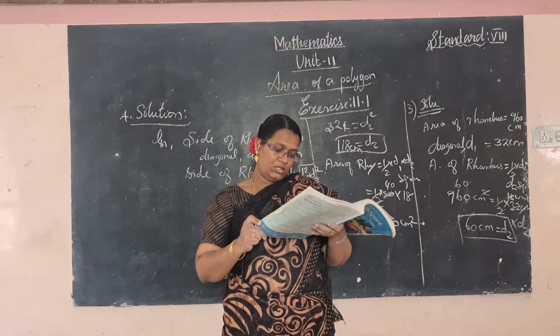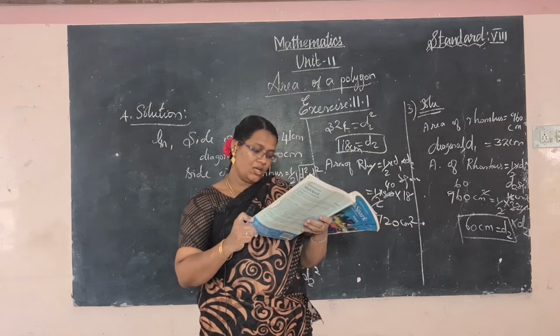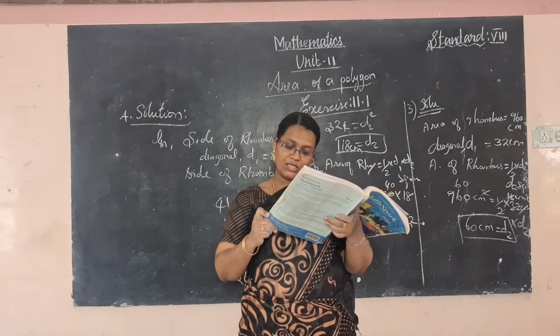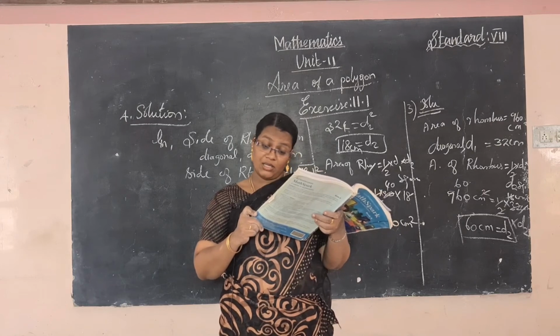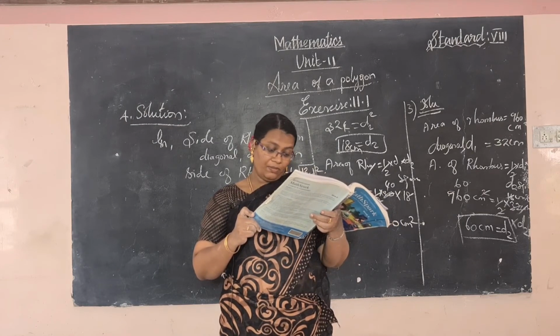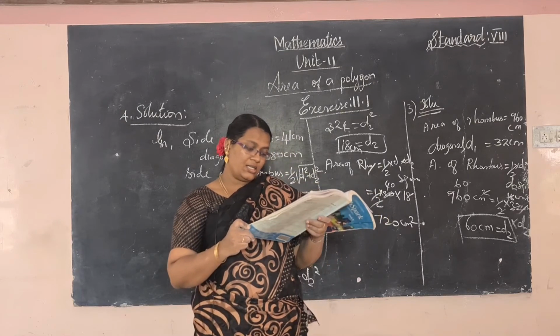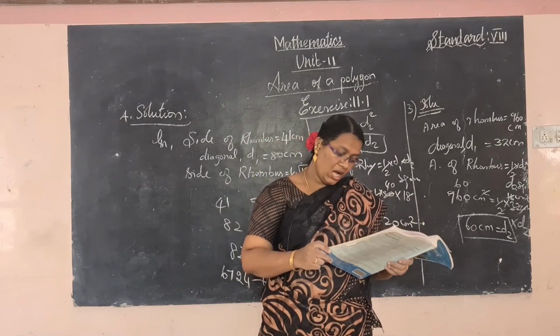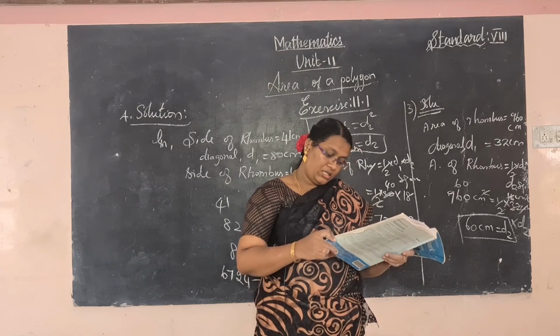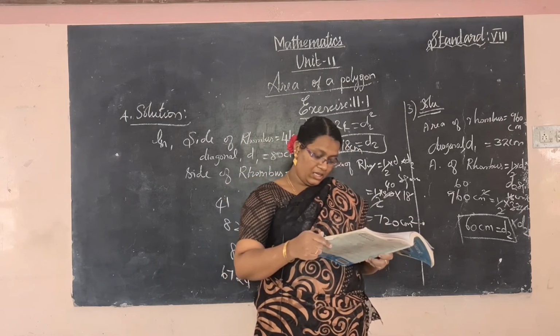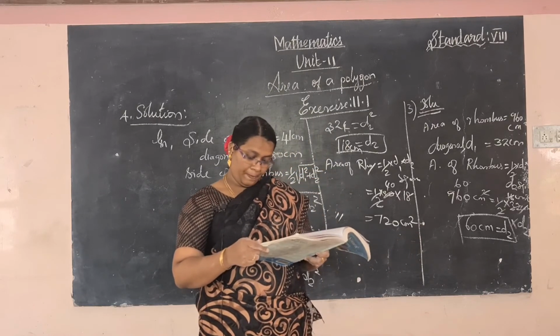Next one, sixth. The area of the trapezium is 88 centimeter. If the distance between the two parallel sides is 8 centimeter and one of the parallel sides is 12 meter, find the other parallel side. Find the other parallel side. Okay, so one parallel side is given.